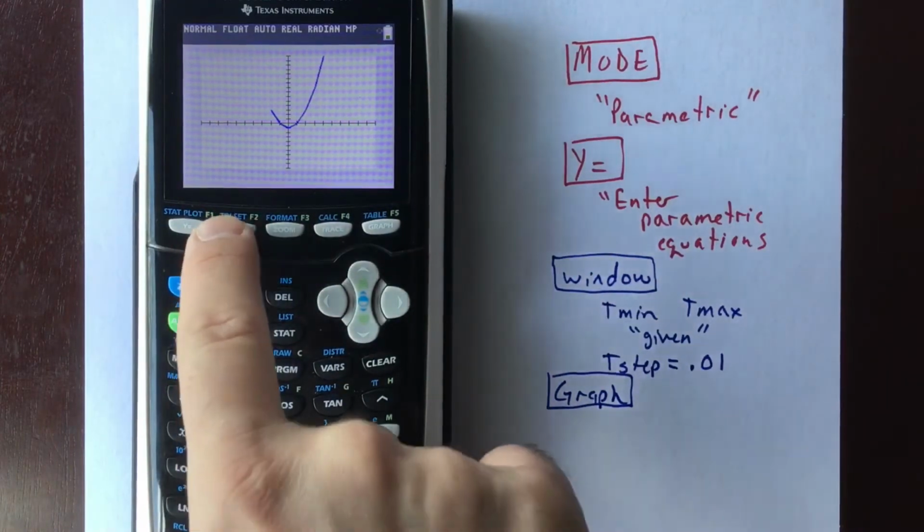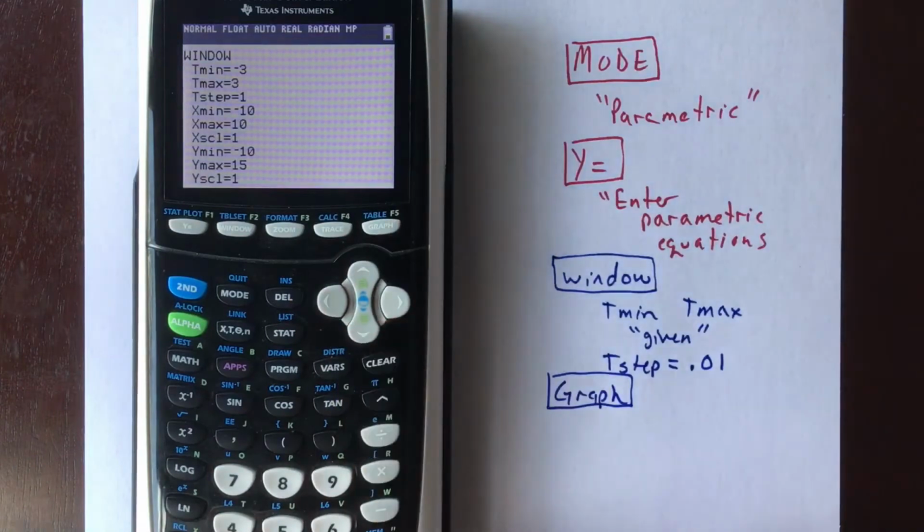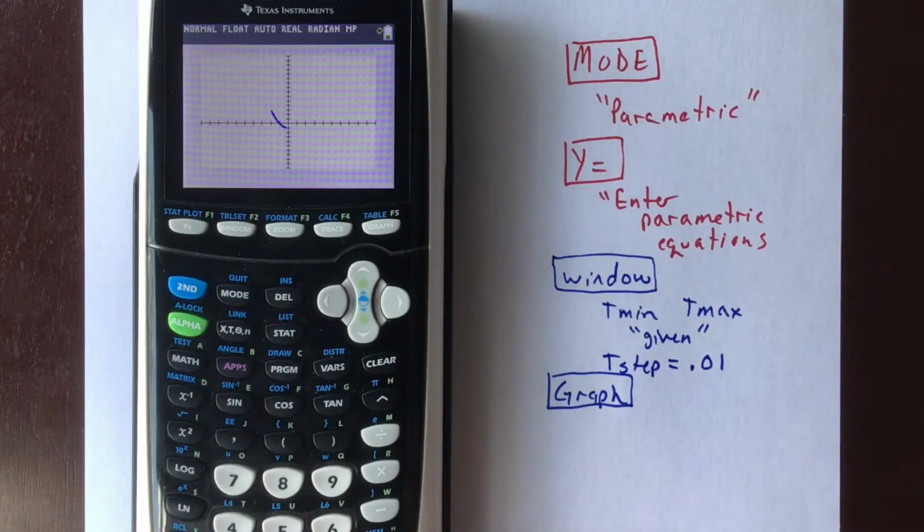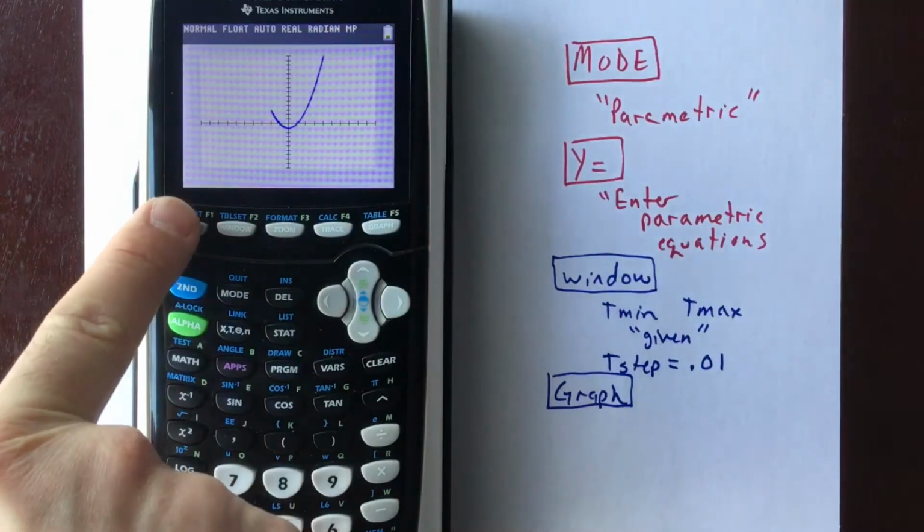So if I go back to change our window and change that t step to 0.01, which will be typical, and then graph it, one, it goes slower because it has a smaller increment, but it gives us a nicer curve. So we see here, we have our function. Okay, so let's try another set of parametric equations.